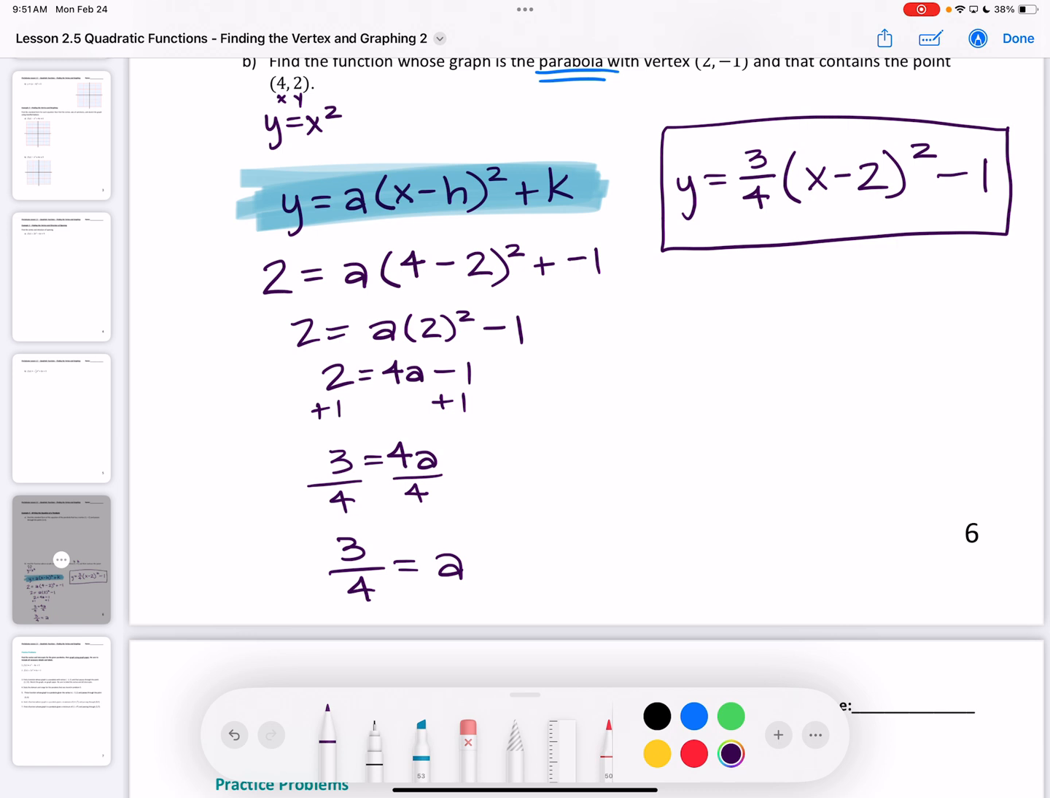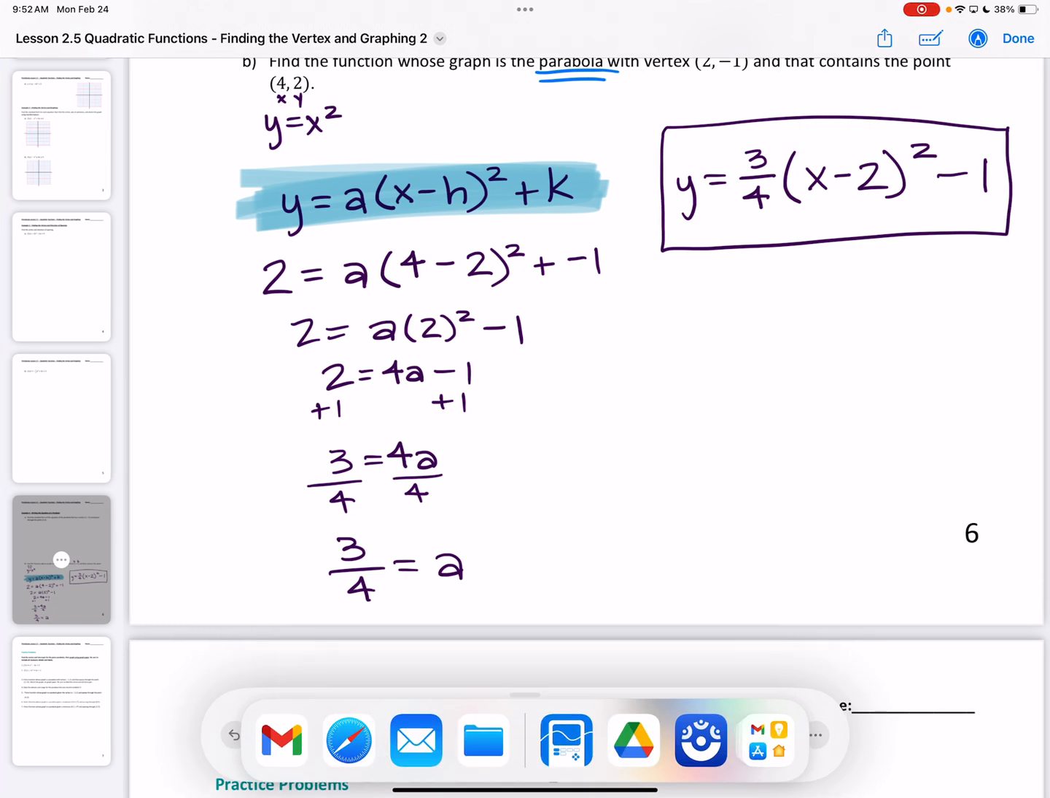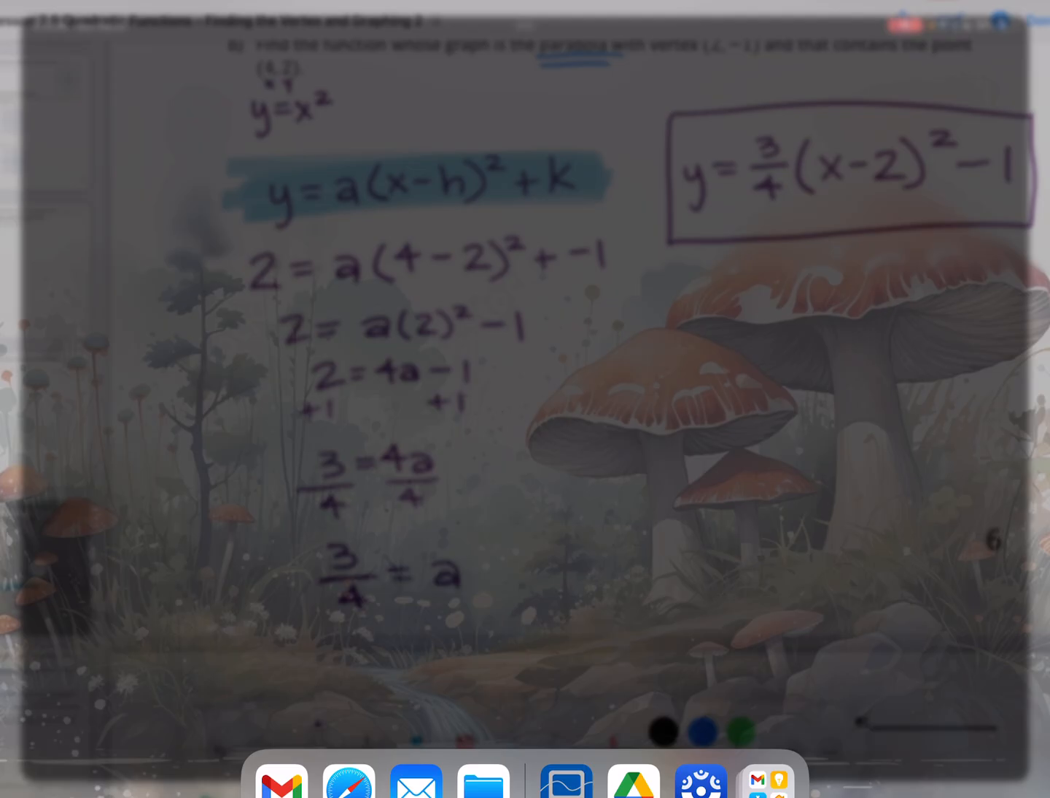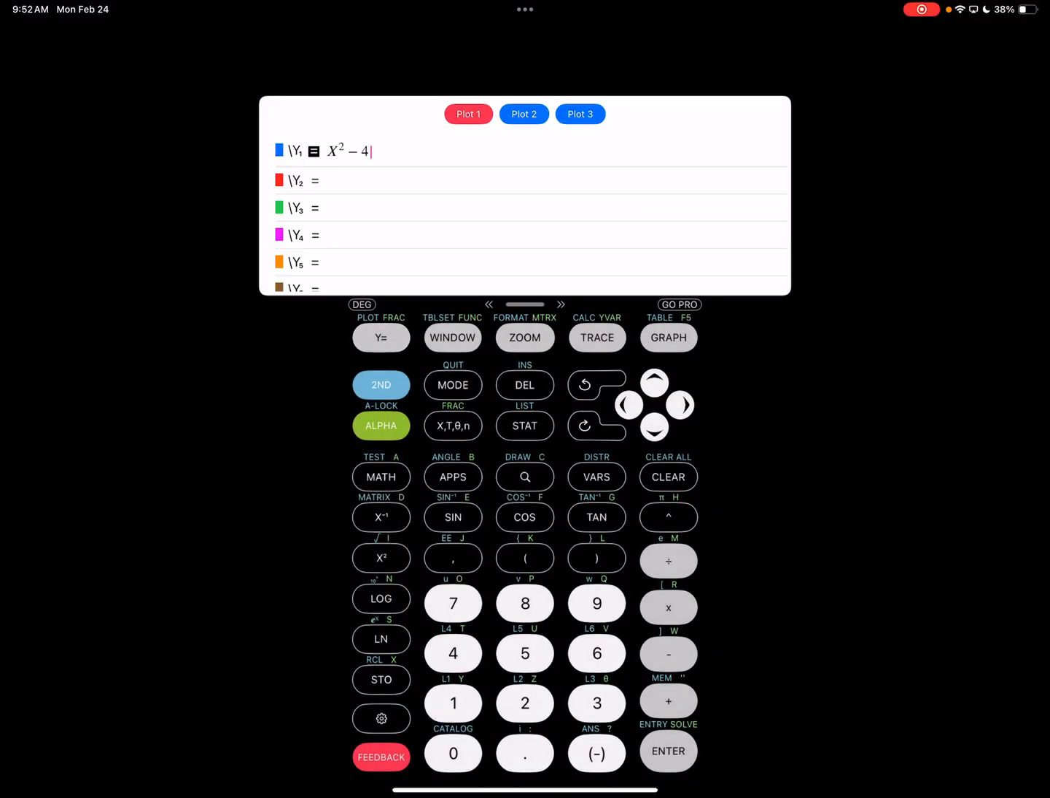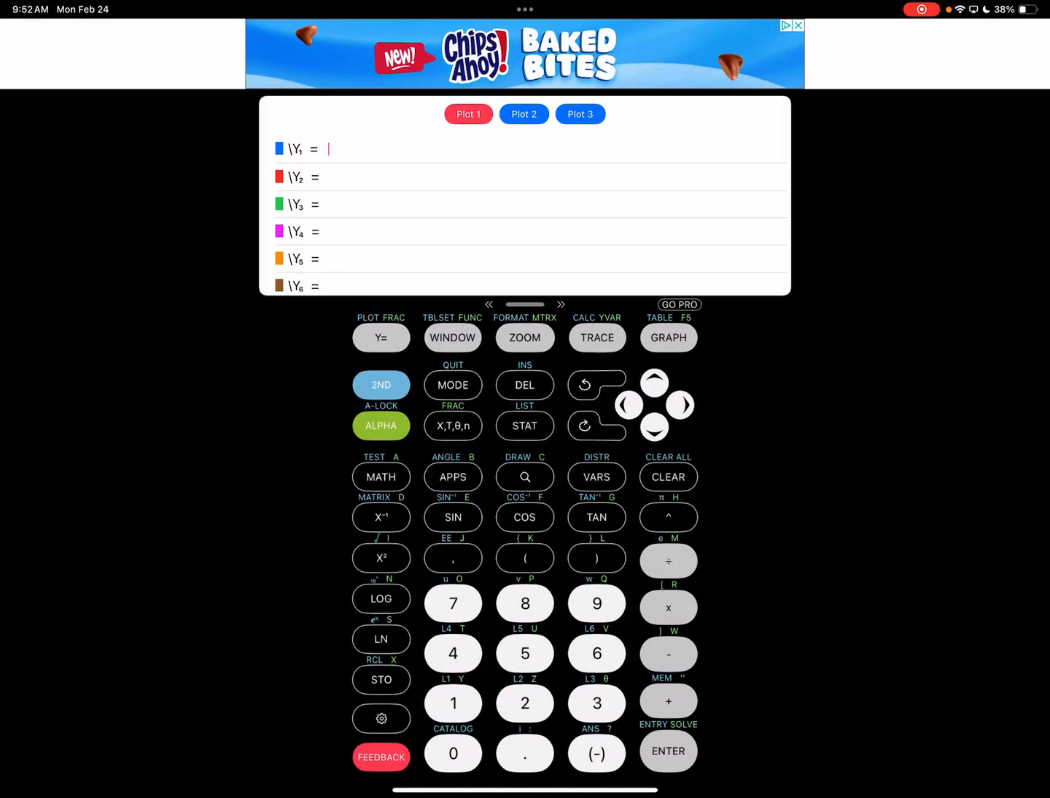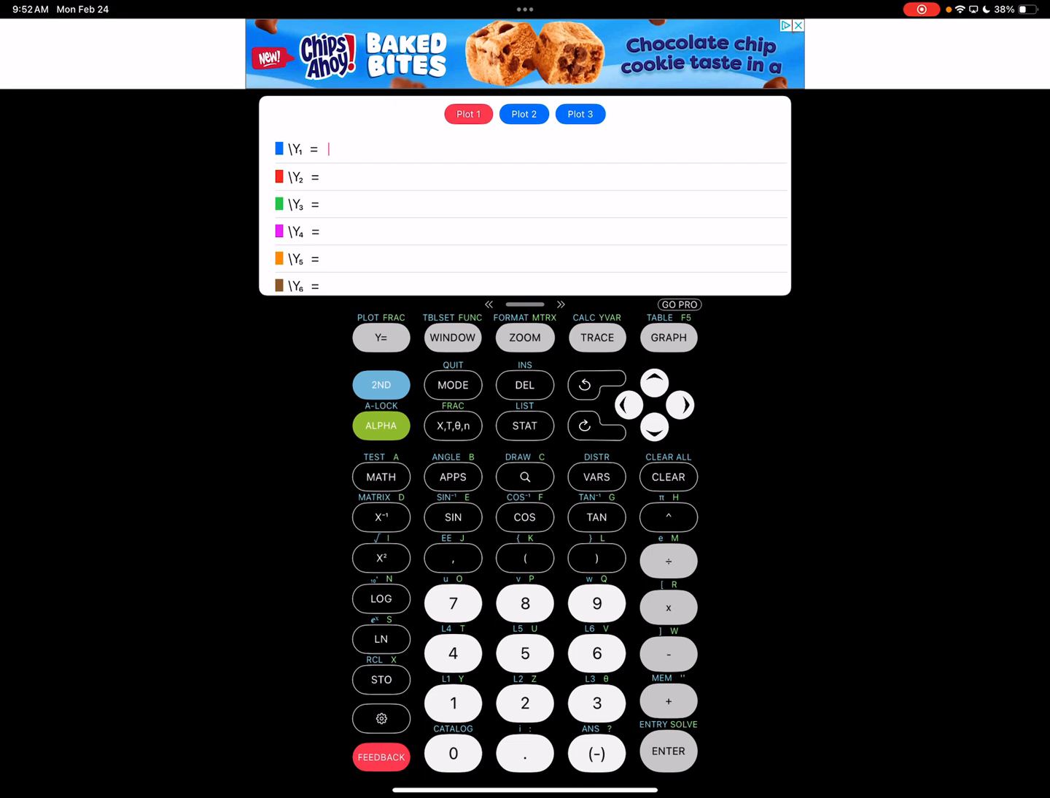Depends on what A is, right? So let's look. Let me prove I'm not anti-calculator. Y equals, okay? What would the parent function be? The parent function is x squared, yes? Okay, so x squared. You agree? So I said when it has that leading coefficient, that is either a vertical stretch or compression.